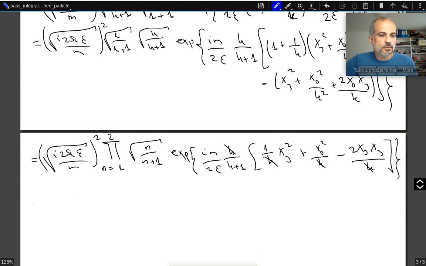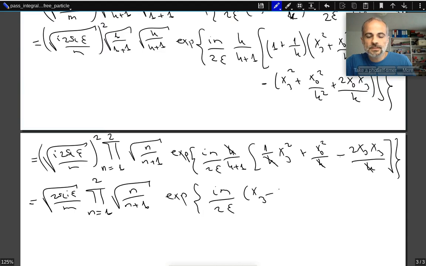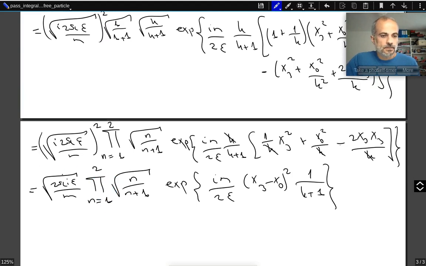So the final result will be 2 pi i epsilon over m, n from 1 to 2, square root of n over n plus 1, exponent of i m over 2 epsilon, x3 minus x0 squared times 1 over k plus 1. Now you see the pattern. Now here there is a factor 2. Now we evaluated x1 and x2 integrals. Each integral brings down such a factor.